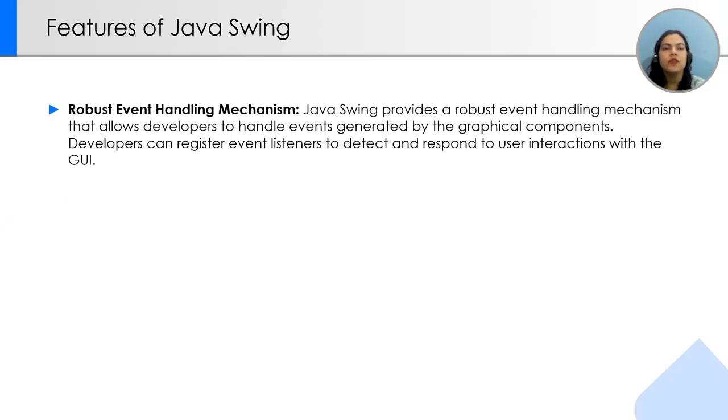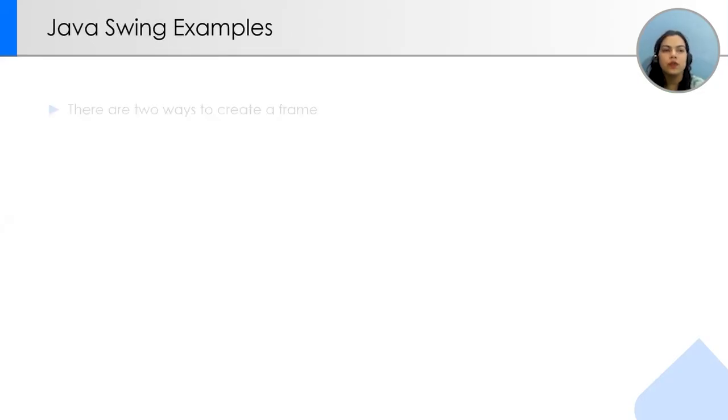Now, the next feature of Java Swing is robust event handling. Java Swing provides a robust event handling mechanism that allows developers to handle events which are generated by the graphical components. Developers can also register event listeners so that they can detect and respond to the interactions with the help of the GUI.